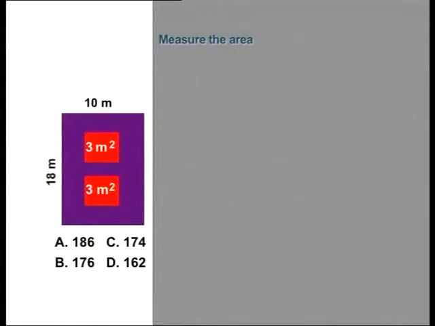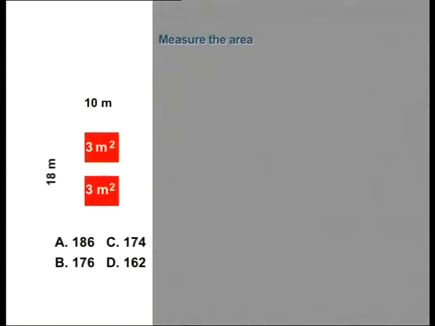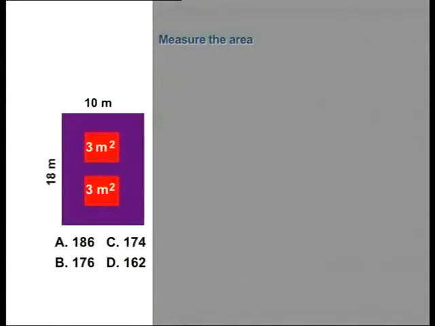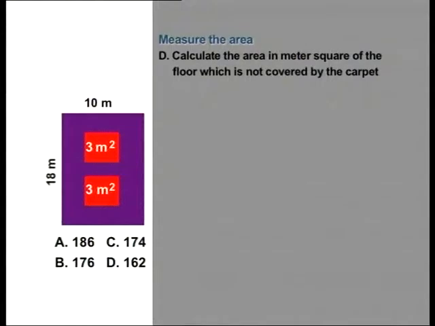Let's do a clone UPSR 2005 Paper 1. The diagram shows a rectangular floor. 2 square carpets are placed on the floor. The area of each carpet is 3 meters square. Calculate the area in meters square of the floor which is not covered by the carpet.